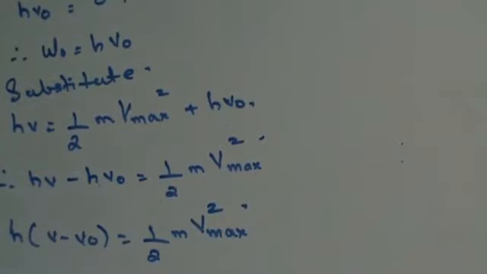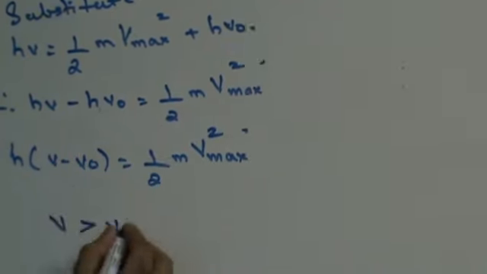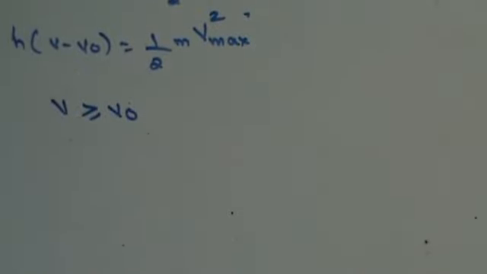Done? Thus, continue. Thus, if ν is greater than ν0, then photoelectrons are emitted. If ν is less than ν0, then photoelectrons cannot be emitted.